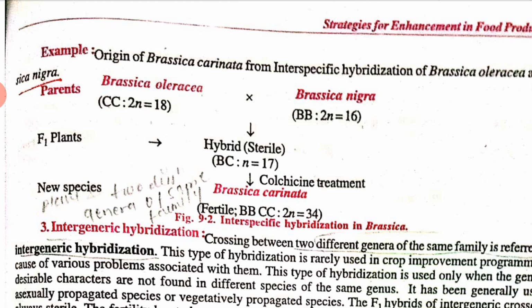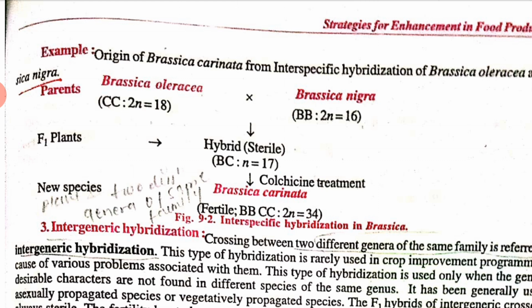So what do we do? We have already seen this technique, the colchicine technique. In this treatment we will provide colchicine, and we will get a new species, named Brassica carinata. This is fertile. The result of this new species is BBCC, 2n = 34, when we add 18 plus 16, so our answer will be 34. This is known as interspecific hybridization.